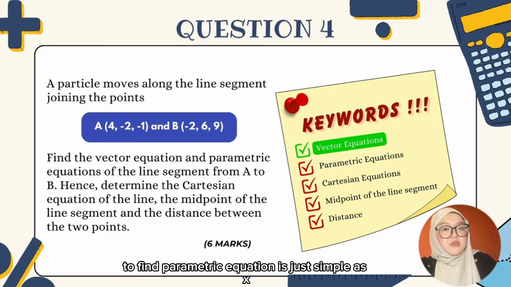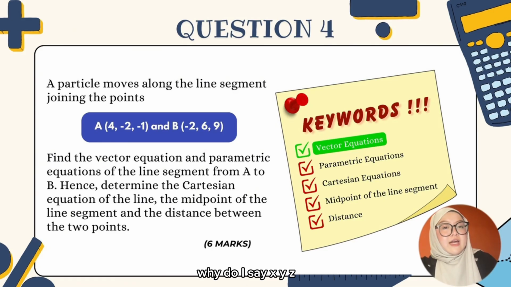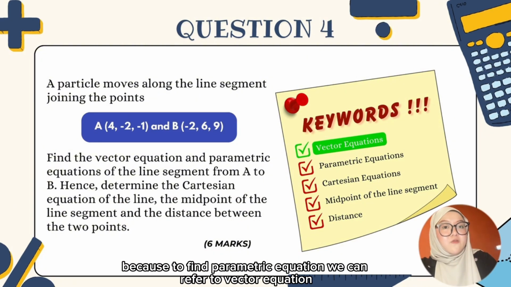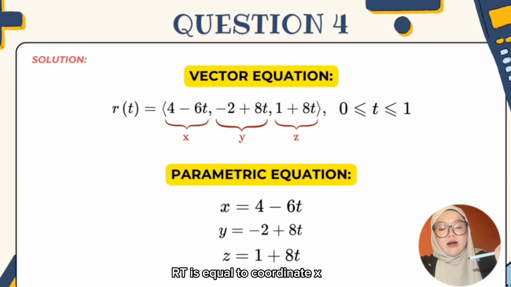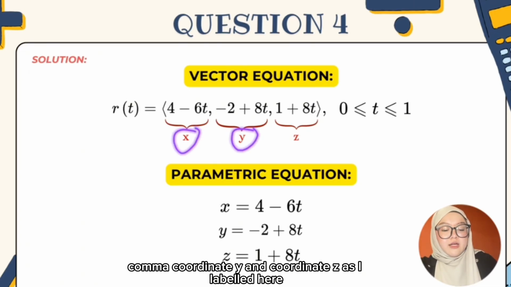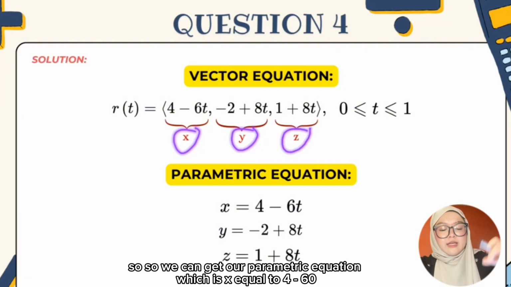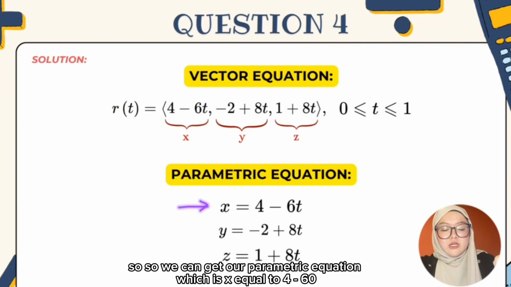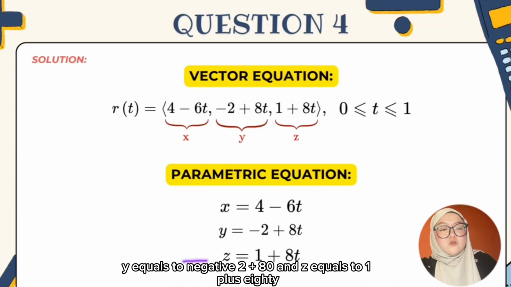To find the parametric equation is as simple as x, y, z. Why do I say x, y, z? Because to find the parametric equation, we can refer to the vector equation. r(t) is equal to coordinate x, coordinate y, and coordinate z as I labeled here. So we can get our parametric equation, which is x equals 4 minus 6t, y equals negative 2 plus 8t, and z equals 1 plus 8t.